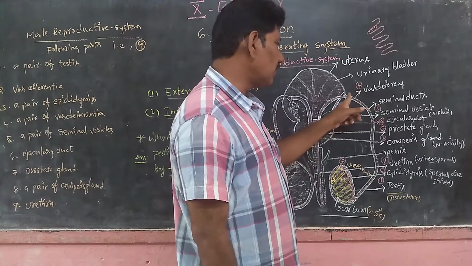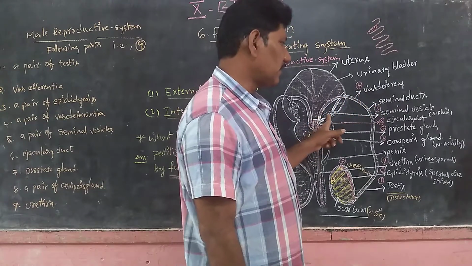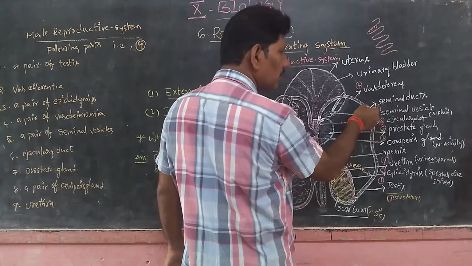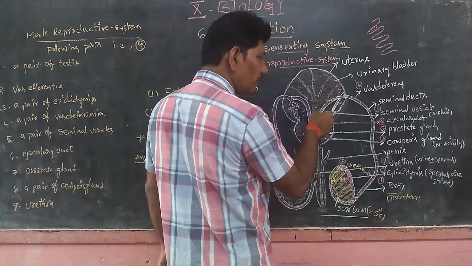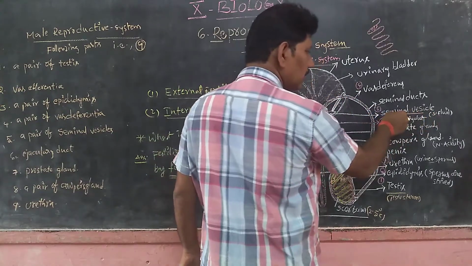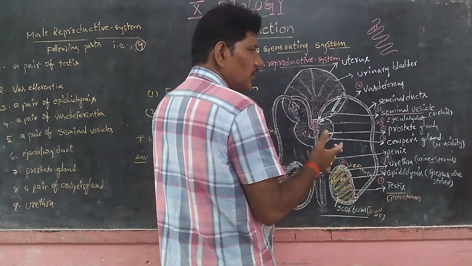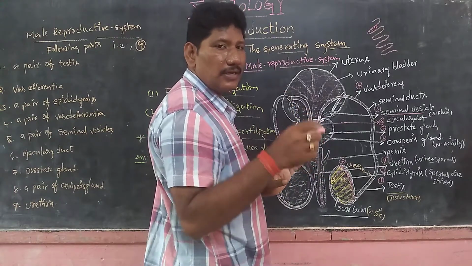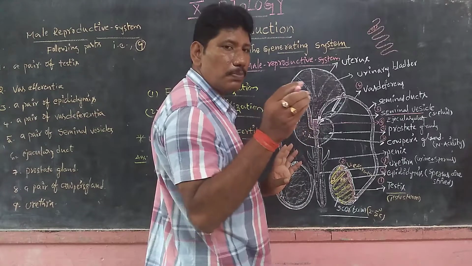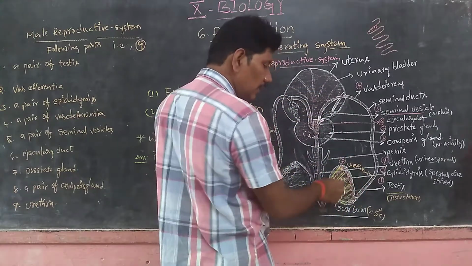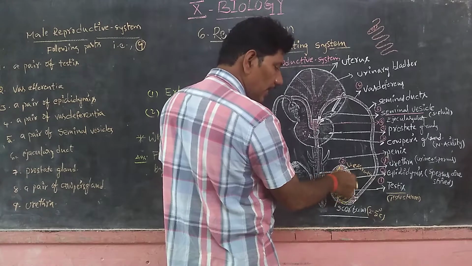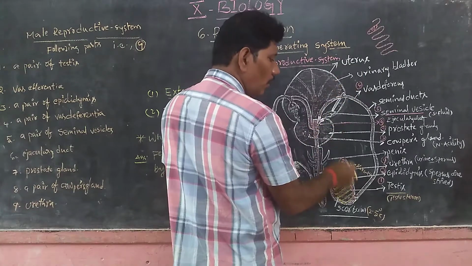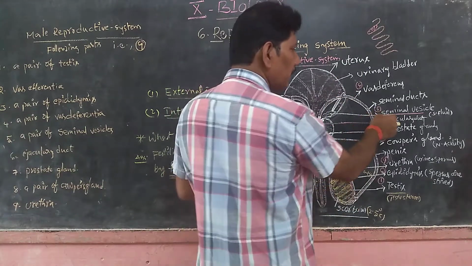The vas deferens comes to the seminal ducts, and through the seminal ducts the vas deferens opens to the seminal vesicles. The seminal vesicles are sac-like structures which store the sperms temporarily. They also produce the seminal fluid, which provides nutrients outside the body. Actually, the seminiferous tubules produce the sperms, and outside the testes the feeding is provided by the seminal vesicles.